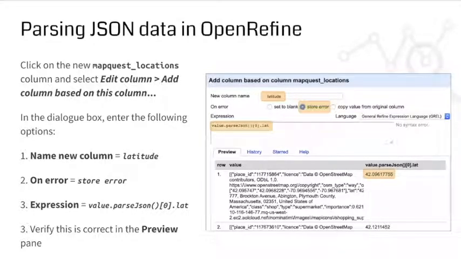I'm going to go into the same edit field. I'm going to go to Edit column, Add column based on this column. It's the same one we used when we created the original full address. I'm going to specify this is the latitude column. I'm going to store the error once again. And this is actually going to be value.parseJSON, which is a function in GREL that will give us the latitude portion of the JSON. You can see that by hitting parseJSON, the open and close brackets, and then the 0 with .lat, it's going to look through here and find the 42.096.